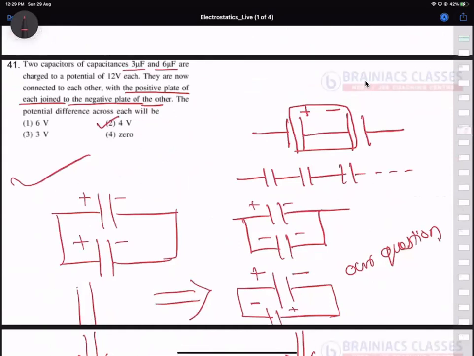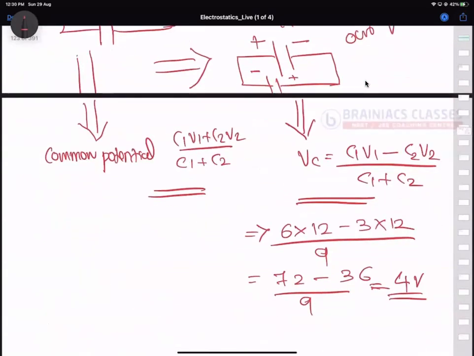But C1 V1 plus C2 V2 divided by C1 plus C2 we can't apply here because it's not the plain common potential case. The question has one additional line: the positive plates are joined to the negative plates of the other. When the connection is reversed, C2 gets an extra negative sign. That is the reason for the formula C1 V1 minus C2 V2, whole divided by C1 plus C2. Understood? Yes, no?